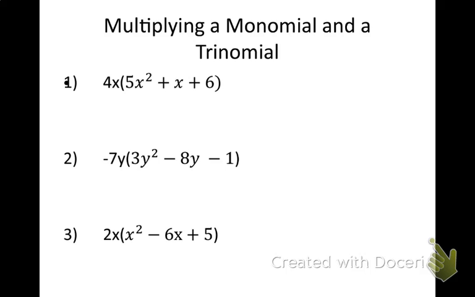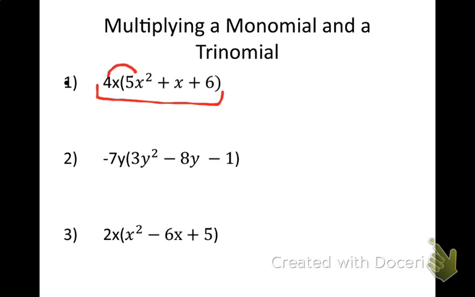So let's look at number one here. Multiplying a monomial, so one term, and a trinomial, three terms. So 4x, parentheses, 5x squared plus x plus 6. Need to multiply the monomial by the trinomial. Anytime you see this setup, again, we want to think distribute. So I'm going to take 4x times 5x squared. Nolan, what do you think you get there?